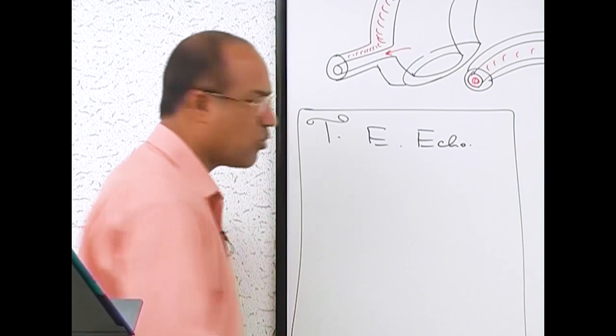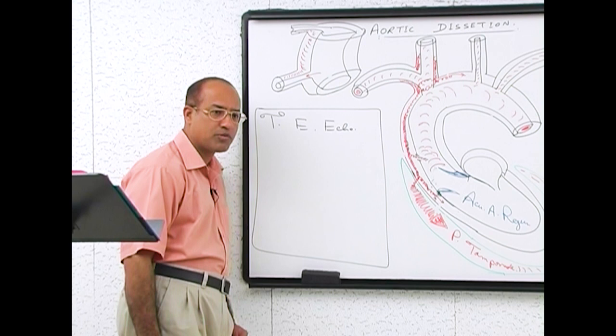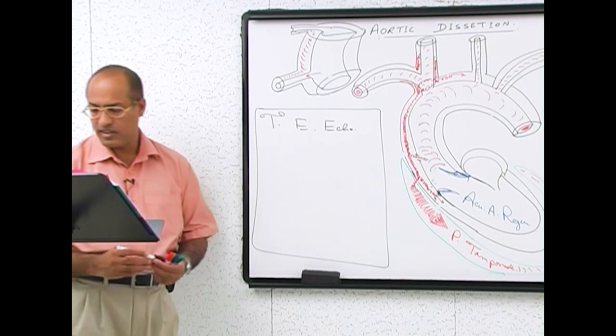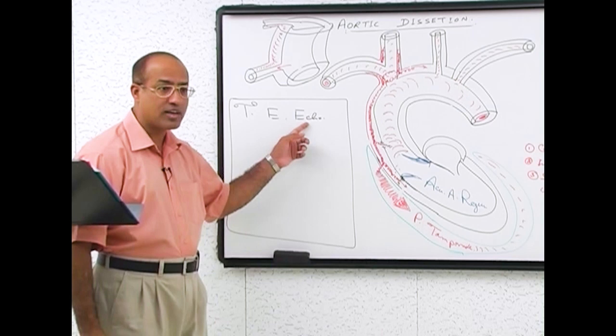Why? Number one, transesophageal echocardiography can be done rapidly. It can be done at the bedside. The patient does not need to be transferred to some special place or department. And it is very, very sensitive. It is about 98% specific for this diagnosis and 98% sensitive. So the sensitivity and specificity of transesophageal echocardiography are very high for aortic dissection.